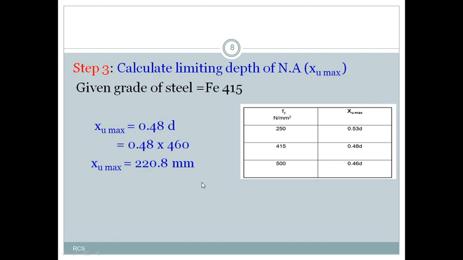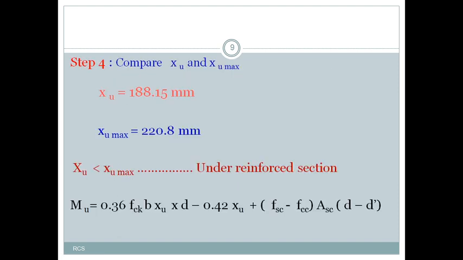After calculating the actual depth of neutral axis and limiting depth of neutral axis, in the fourth step you have to compare Xu and Xu max. What is the relation that exists between these two? Now, Xu is 188.15 and Xu max is 220.8. If you compare this, your Xu is less than Xu max. So according to our conditions, this section is decided as an under-reinforced section.